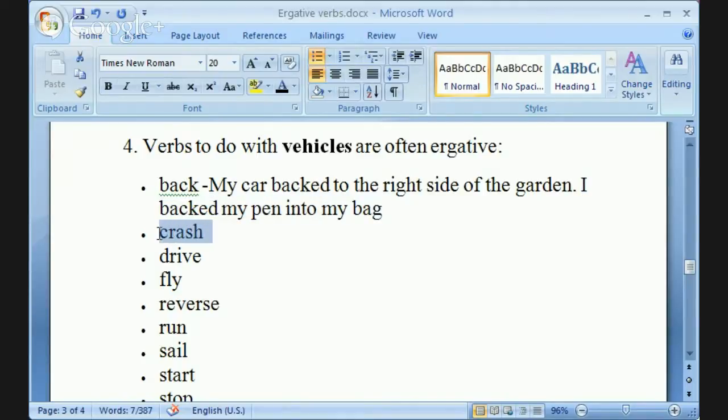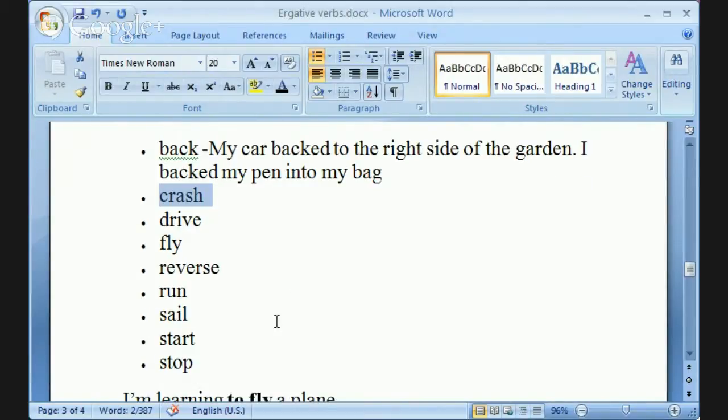Okay, just for fun, Heidi, why don't you crash something? Can you crash? My computer froze, so I crashed it. Okay, be careful with that. Obviously, a computer can crash. My computer crashed.